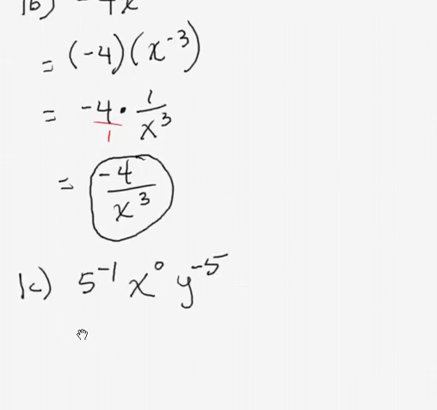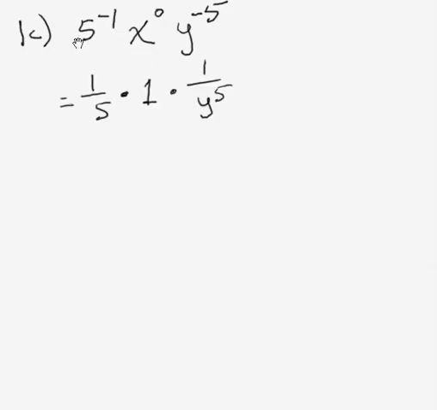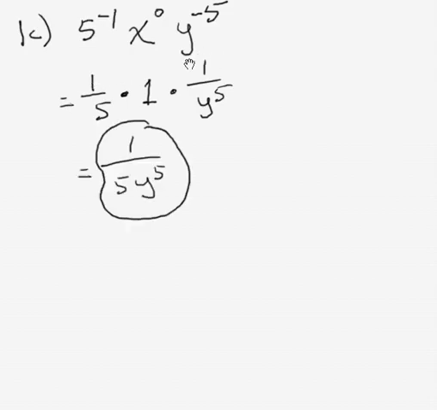In this next example, 5 to the negative 1 power times x to the 0 power times y to the negative 5th power. So that would say take the reciprocal of 5, 1 over 5 to the first power. Anything to the 0 power is 1. And this says take the reciprocal, so that's 1 over y to the positive 5th power. When we multiply all our numerators, 1 times 1 times 1, we get 1. Multiply our denominators, 5 times 1 times y to the 5th is 5y to the 5th in the denominator of example 1c.